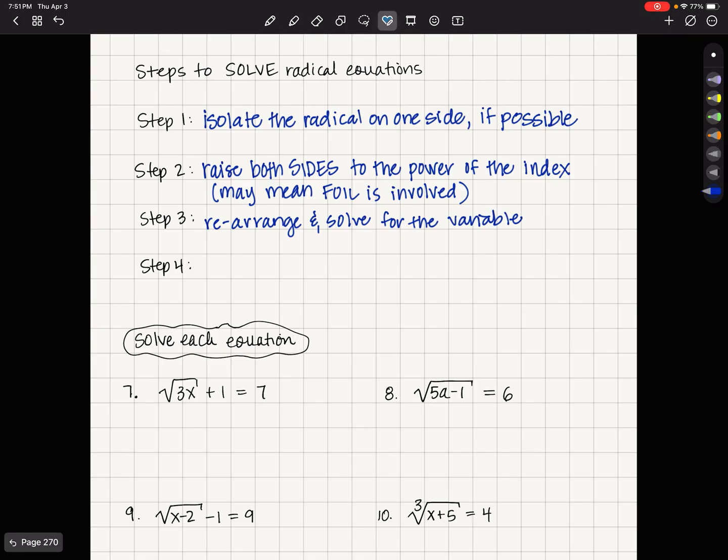And then step 4 is crucial. So crucial that I'm going to write this in red. This is a crucial step. We need to check for extraneous solutions. There are a couple ways that we can do this. Usually plugging it back in is the easiest, or what I found to be maybe the most common way to solve and check for extraneous solutions.